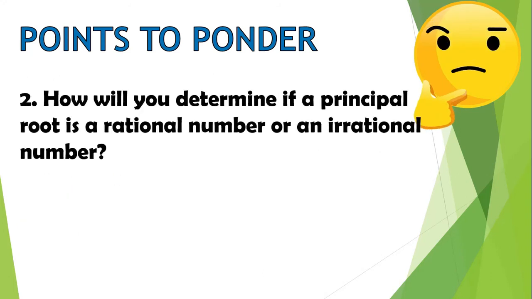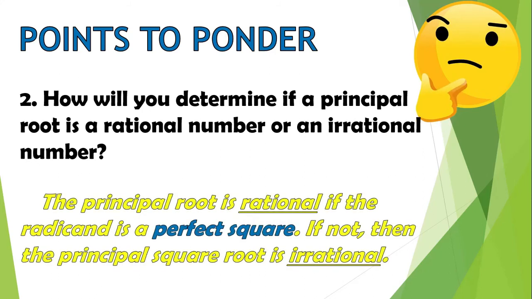Number 2. How will you determine if a principal root is a rational number or an irrational number? The principal root is rational if the radicand is a perfect square. If not, then the principal root is irrational. So, laging tatandaan yung perfect squares.